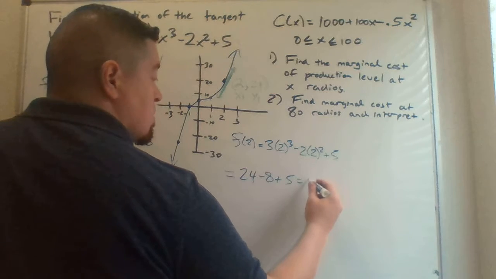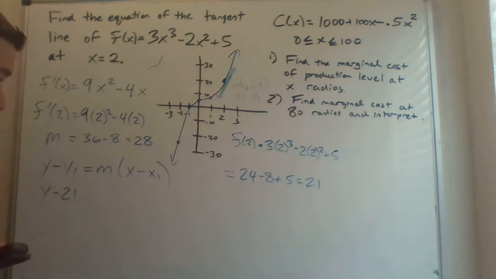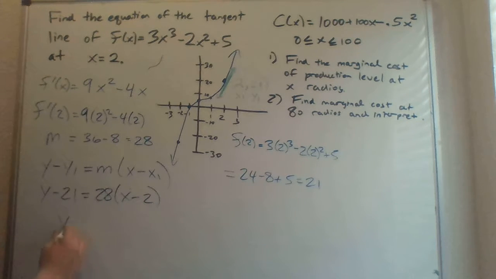However, I did that on the table in the calculator. That's how I knew it there. So that's just where it comes from. Now to finish this, m equals 28. X minus x1 is 2. And then you continue to solve. You're going to distribute.